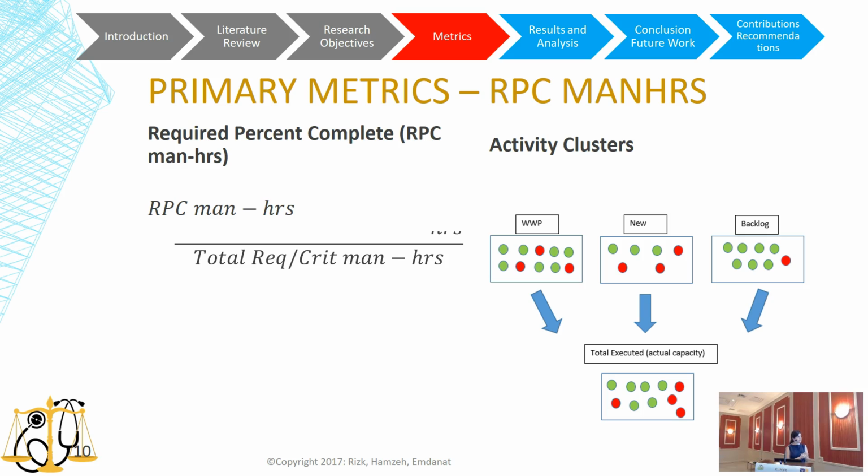The fifth metric is the RPC man hours, which is the same as the RPC, except that RPC is at the level of activities, while RPC man hours is at the level of man hours. It is calculated by dividing the quantity of man hours that we expend to complete the critical activities by the number of man hours required to complete the total critical activities.